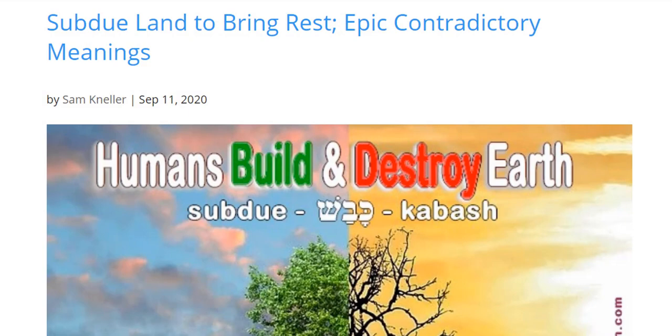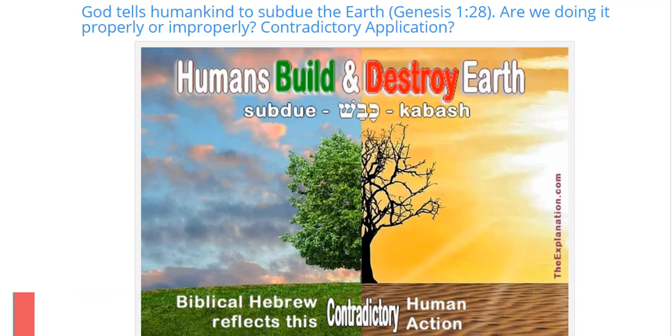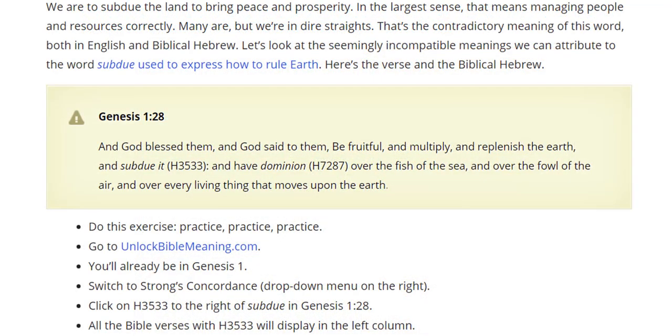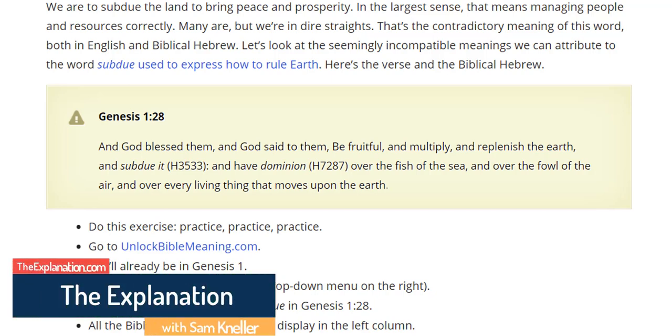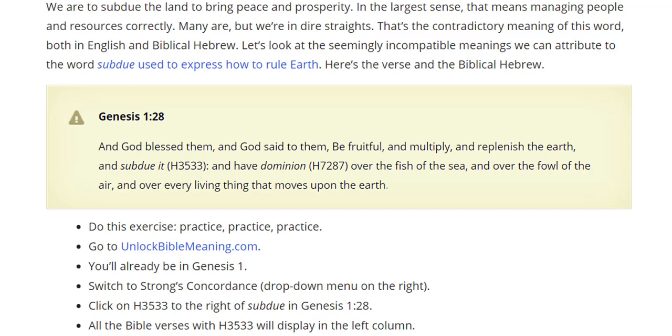Subdue land to bring rest. Epic contradictory meanings. God tells humankind to subdue the earth, Genesis 1, verse 28. Are we doing it properly or improperly? Contradictory application. We are to subdue the land to bring peace and prosperity. In the larger sense, that means managing people and resources correctly. Many are, but we're in dire straits. That's the contradictory meaning of this word, both in English and biblical Hebrew.